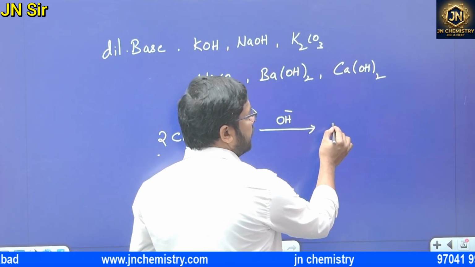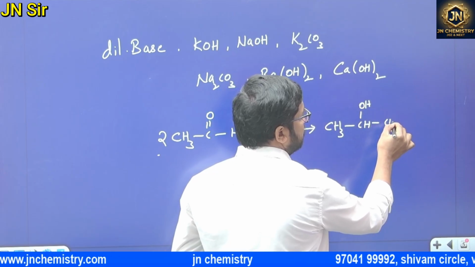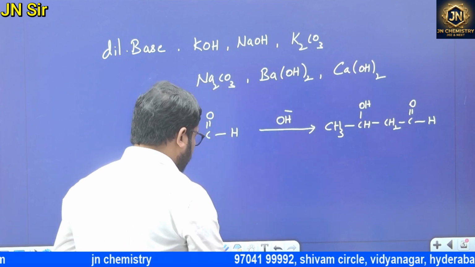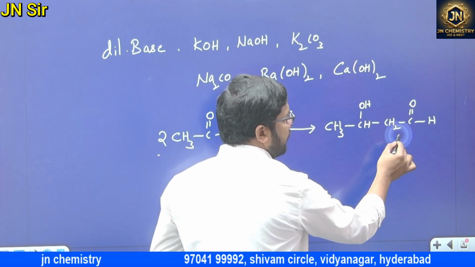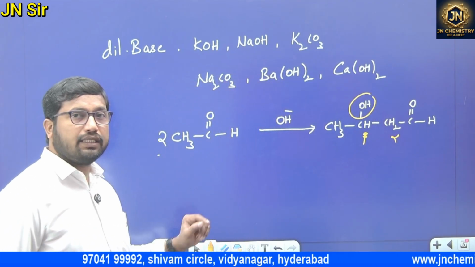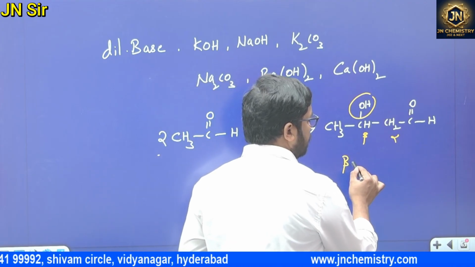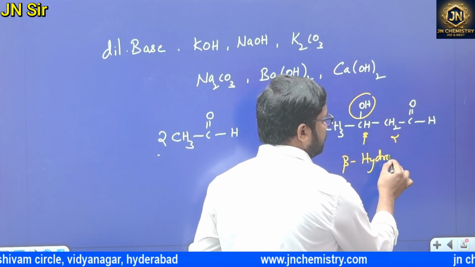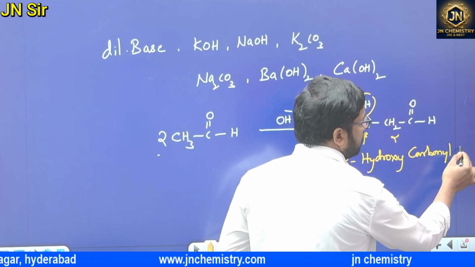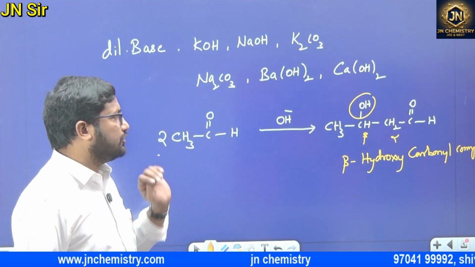So first we'll get the compound CH3-CHOH-CH2-CHO. Here the product is, this is alpha, alpha, beta. It is a beta hydroxy carbonyl compound, or a beta hydroxy aldehyde also we can say. Simply we can say carbonyl compound. Carbonyl compound means what? Aldehydes and ketones combined are called carbonyl compounds.